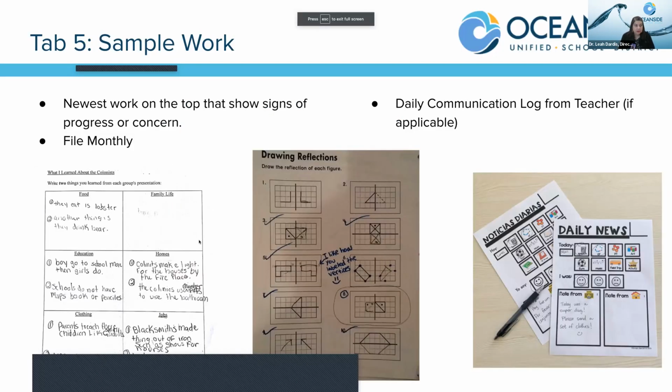Tab 5 is about sample work. And this can be a little bit tricky because it's not always worksheets or things that are tangible. And sometimes the work that we do in classrooms isn't going to have an actual physical thing come home. What I mean by that is, for example, when I'm teaching a guided reading lesson, I have kids with little whiteboards in front of them.